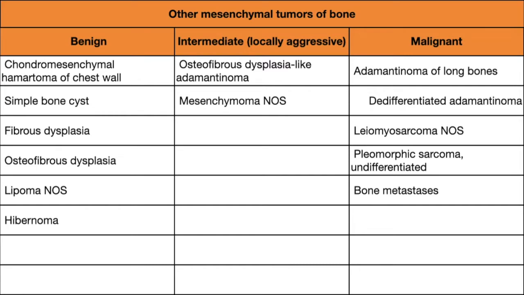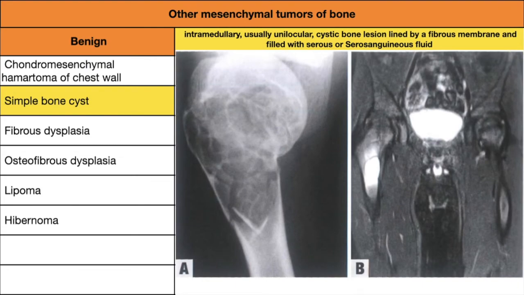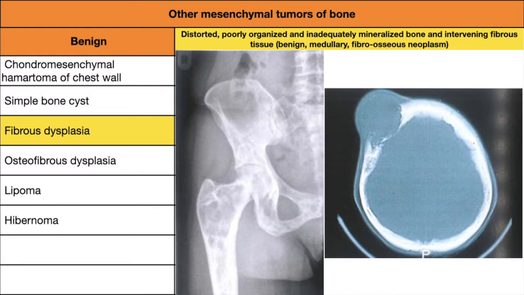Then the next category is other mesenchymal tumors of the bone. They have benign, locally aggressive and malignant categories. In the benign category, chondromesenchymal hamartoma of the chest wall. They arise from the ribs. Simple bone cysts are intramedullary, usually unilocular, cystic bony lesions lined by fibrous membrane and filled with serous and serosanguinous fluid. Fibrous dysplasia are distorted, poorly organized, and inadequately mineralized bone and intervening fibrous tissue. They may be a benign medullary fibrosing neoplasm.